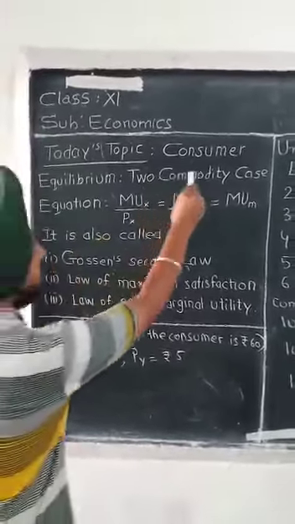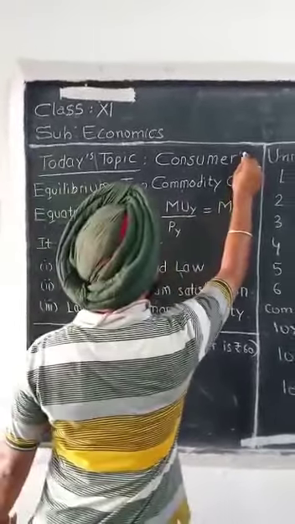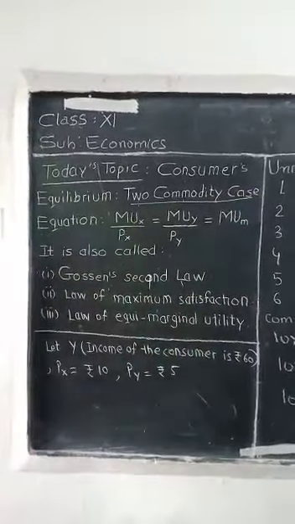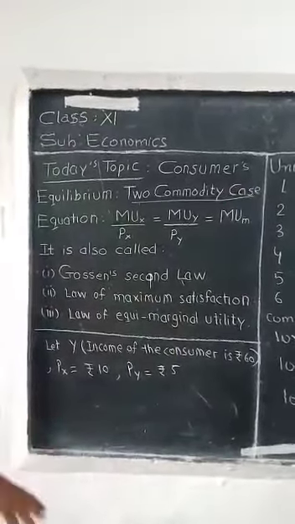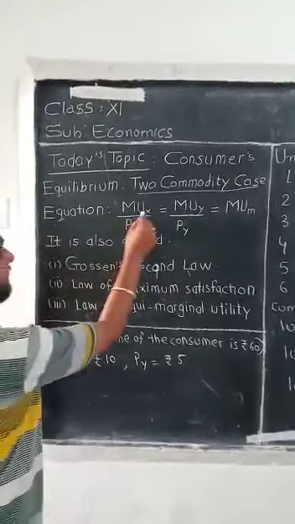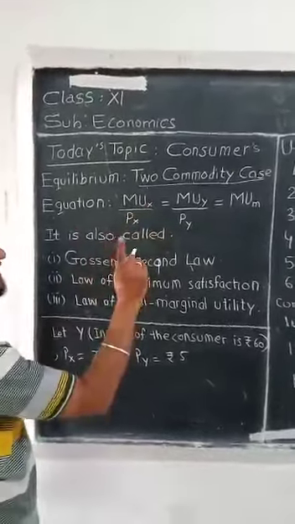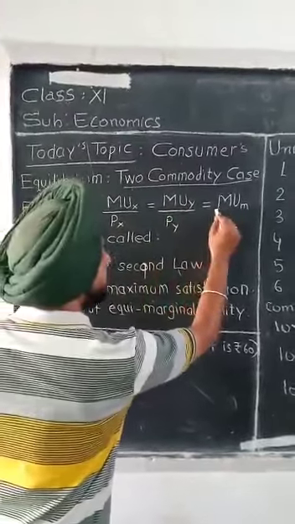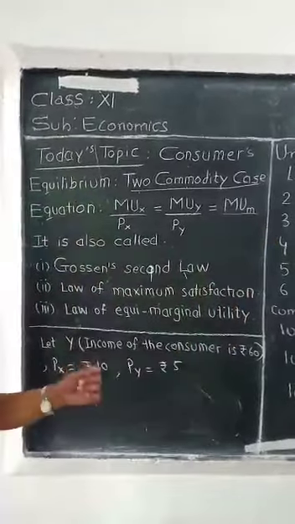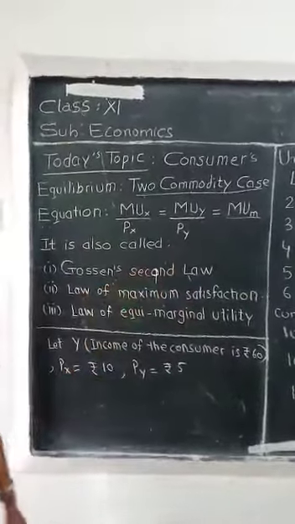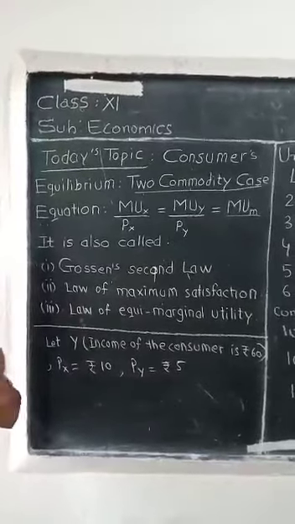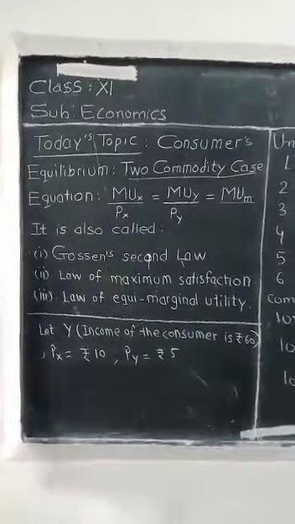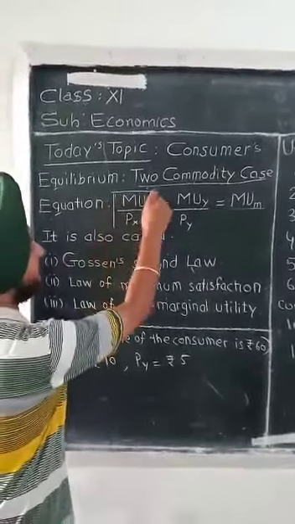So today's topic is consumer's equilibrium, two commodity case. There can be more than two commodities, but in our syllabus we are only discussing one commodity and two commodity. For one commodity, the equation is marginal utility of x divided by price of x equal to marginal utility of money. We discussed in our previous video marginal utility of money, meaning the worth of a single rupee: what amount of satisfaction a consumer gets after spending 1 rupee.